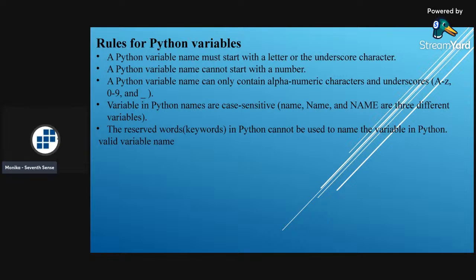So what are the rules we have to follow? The Python variable name must start with a letter or an underscore. It should not start with any number. A Python variable can only contain alphanumeric characters and underscores, but should not contain any special characters. And variables in Python are case sensitive. And reserved words in Python cannot be used as a variable. Understood? Understood with the rules of Python? Yes or no?